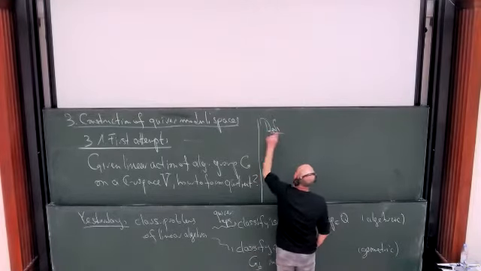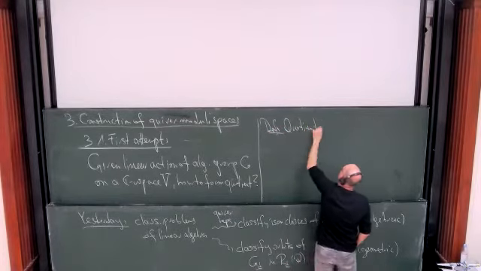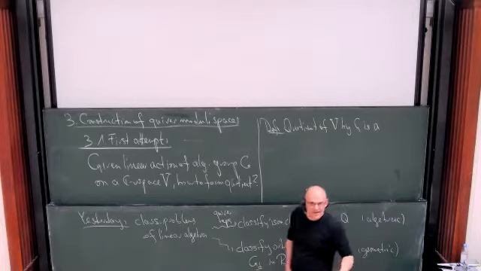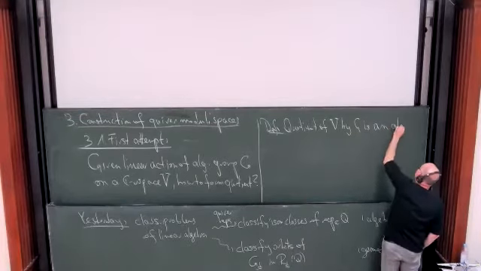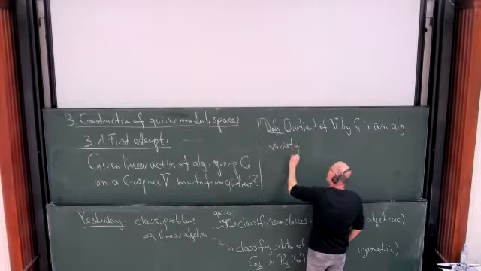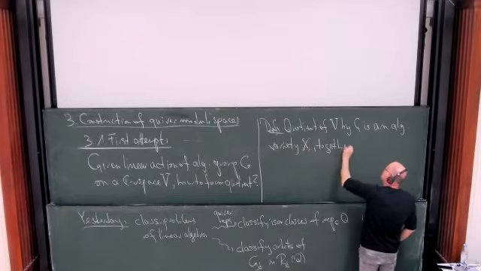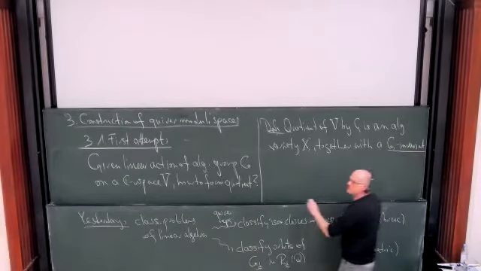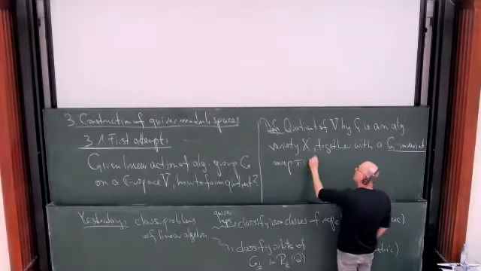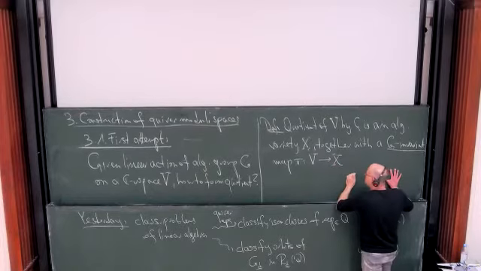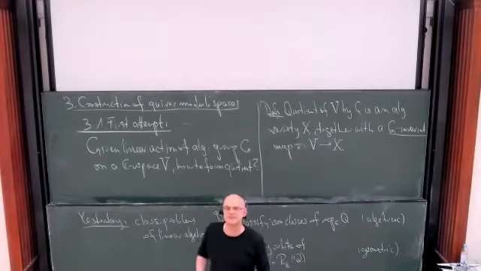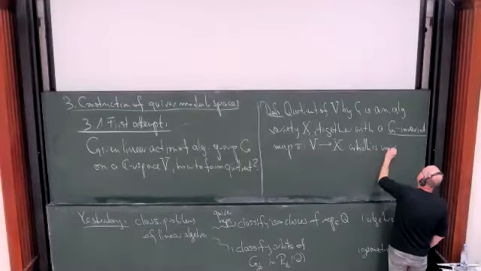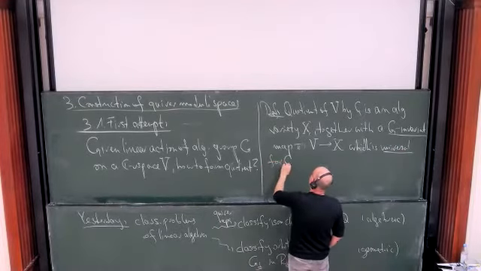So let's define: a quotient of V by G is a space, let's say an algebraic variety X, together with a G-invariant quotient map pi from V to X, which fulfills a universal property, namely it is universal for G-invariant maps.